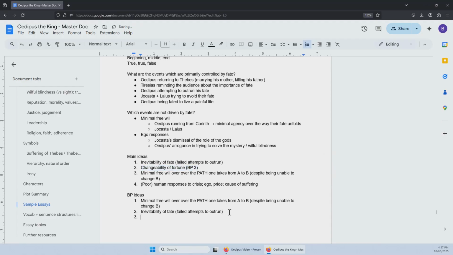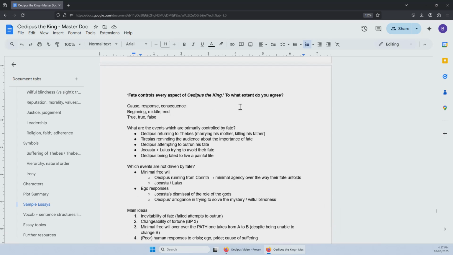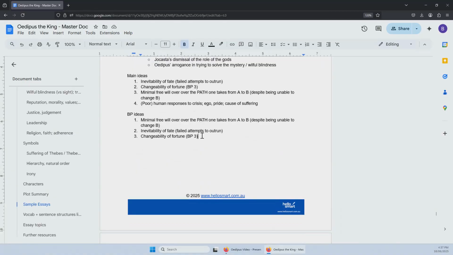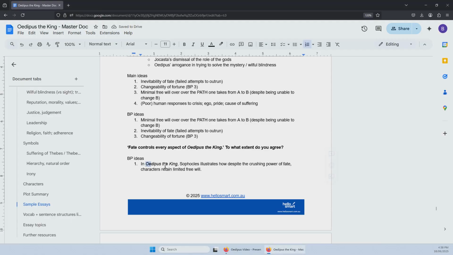And that will be our last idea, how ultimately, despite the inevitability of fate, one's fortune is very changeable and one lives at the whim of the gods. So if we were to write topic sentences for this particular topic, we would have something like, in Oedipus the King, Sophocles illustrates how, despite the crushing power of fate, because this is going to be the main point of our essay, characters retain limited free will.